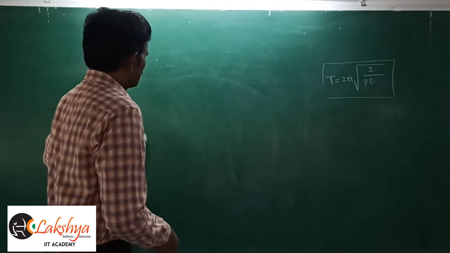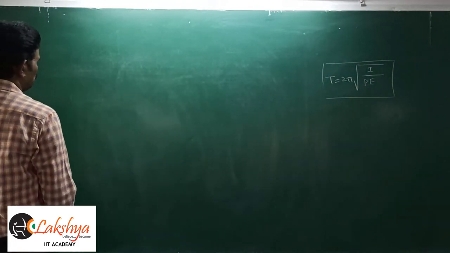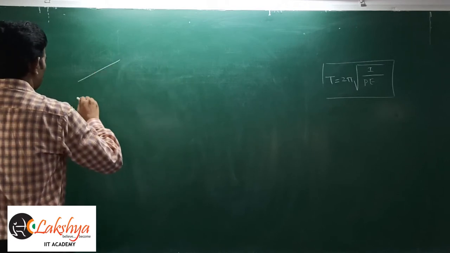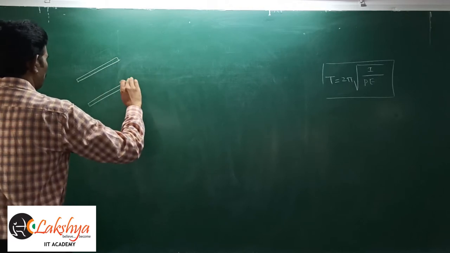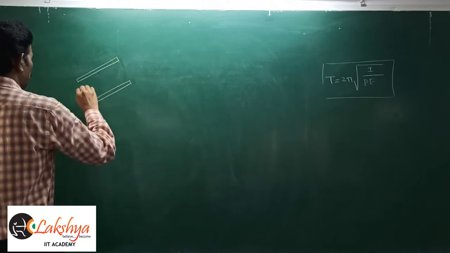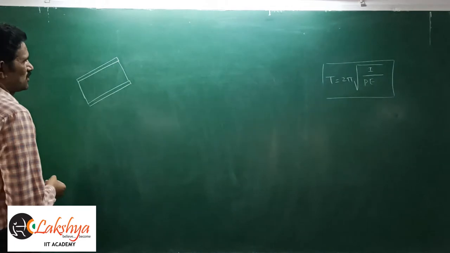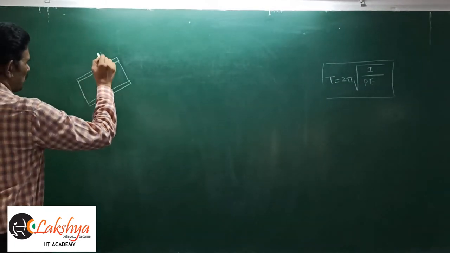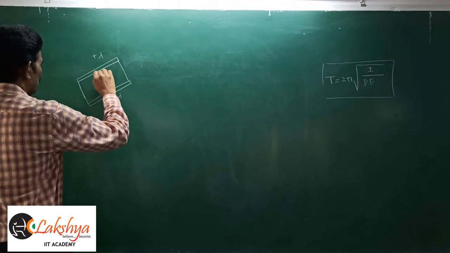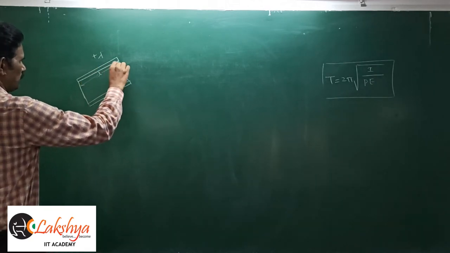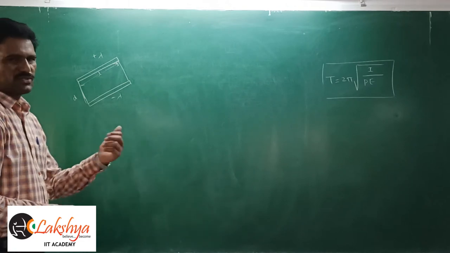Let us see a problem based on this time period calculation. So these are two lines of charge having charge density, say lambda. This is plus lambda and this is minus lambda, and the length of each rod is L. Those are connected by light rods, in the sense, massless rods.